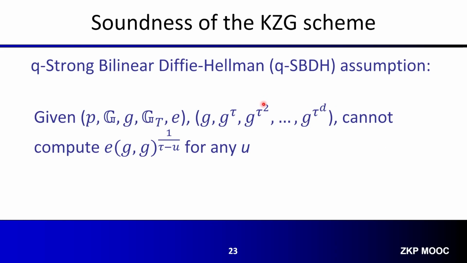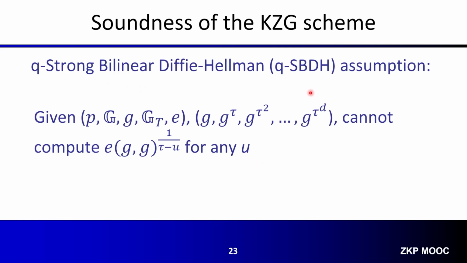Well, the soundness of the scheme is actually based on the so-called q-strong bilinear Diffie-Hellman assumption. The assumption states that given a bilinear group and the global parameters g^τ, g^(τ^2), all the way to g^(τ^d), an adversary cannot compute the value e(g, g)^(1/(τ−u)) for any constant u. And this is actually a variant of the discrete log assumption and the Diffie-Hellman assumption.